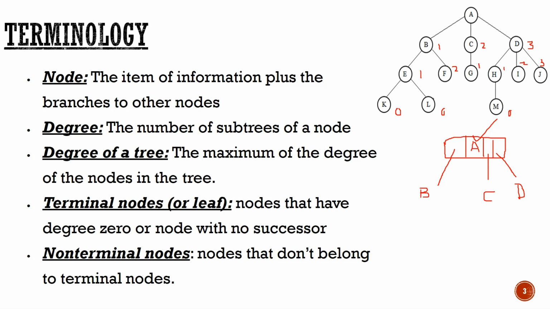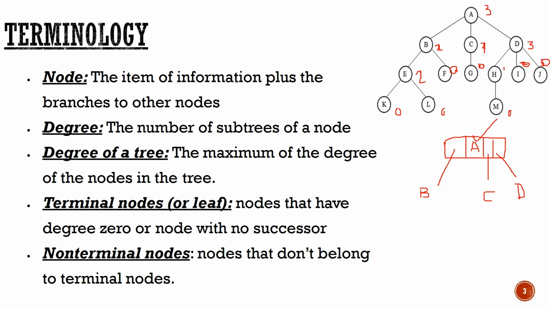Now if I write formally, A is having 3 children, correct? Then B is having 2 children. E is having 2 children. F is having 0 children. C is having 1 child. G is having 0 children. D is having 3 children. H is having 1 child. I is having 0 children. And J is having 0 children.